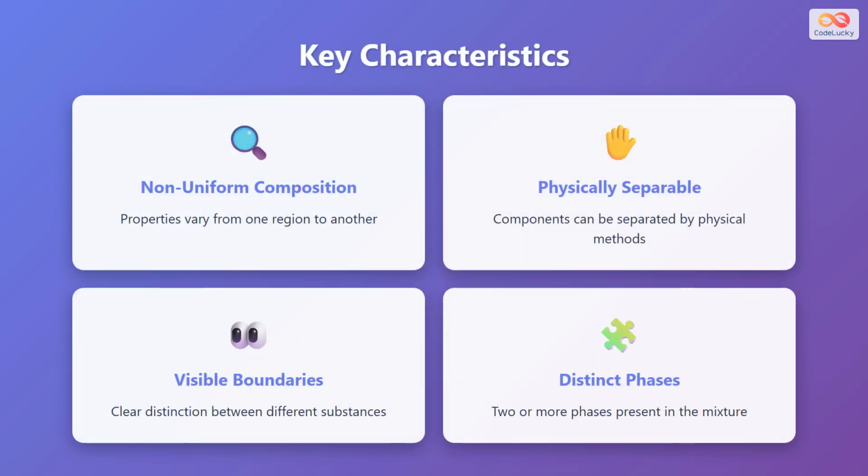Heterogeneous mixtures have four key characteristics. First, they have non-uniform composition, meaning the properties vary from one region to another within the mixture. Second, they are physically separable, so you can separate the components using physical methods without chemical reactions. Third, they have visible boundaries where you can clearly see the distinction between different substances. And fourth, they contain distinct phases, meaning two or more separate phases are present in the mixture.